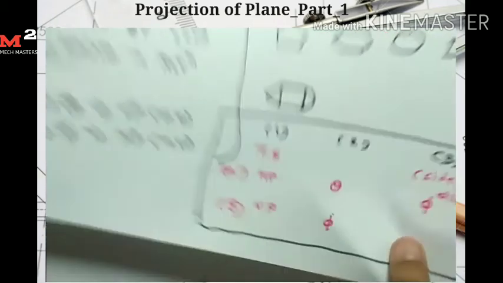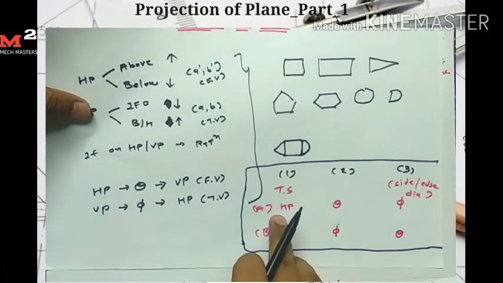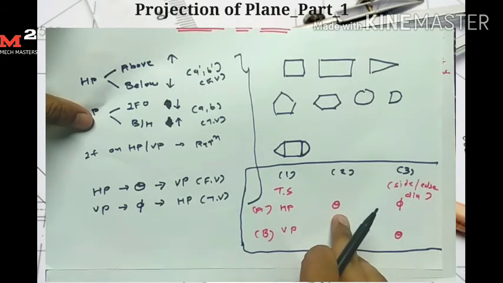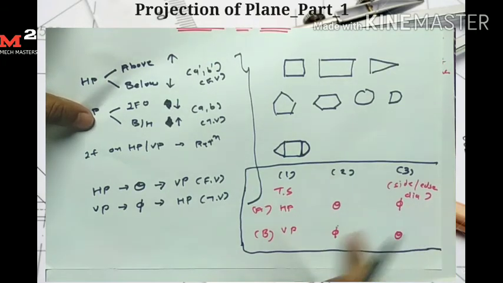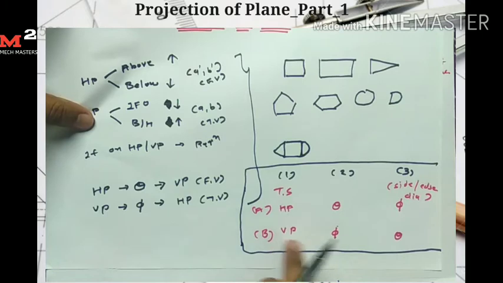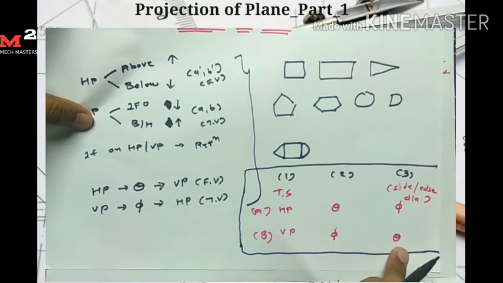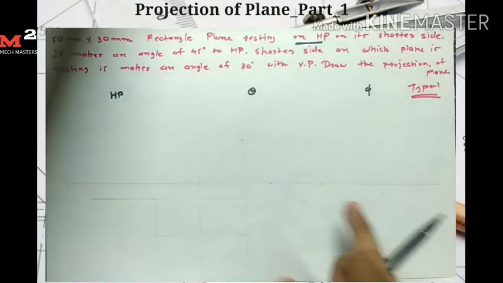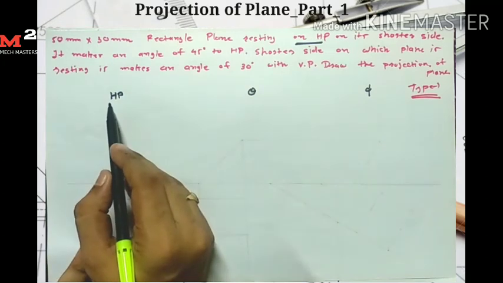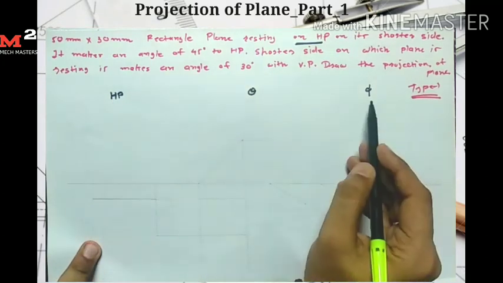You just remember this thing. If the plane is resting on HP, then the second stage is for theta and the third stage is for phi. If the plane is resting on VP, then the second stage is for phi and the third stage is for theta. Here the plane is resting on HP, so the second stage is for theta and the third stage is for phi.